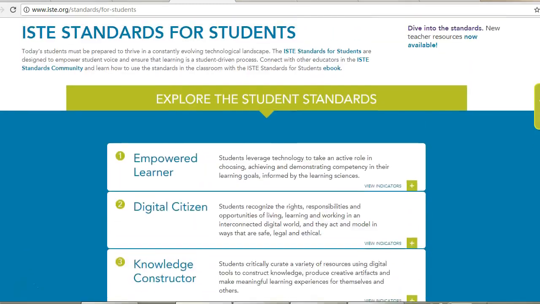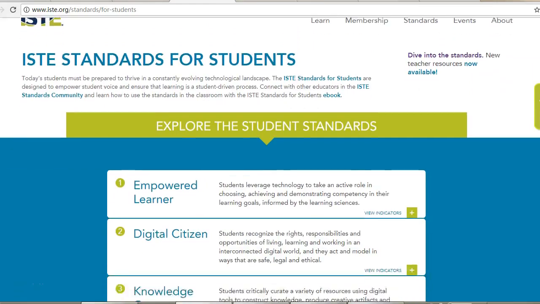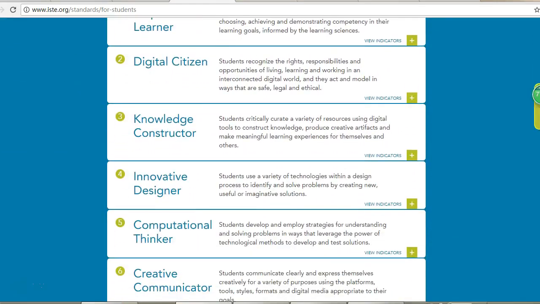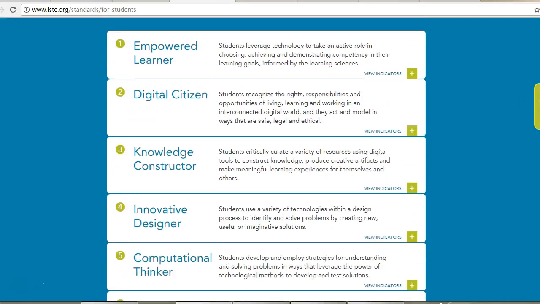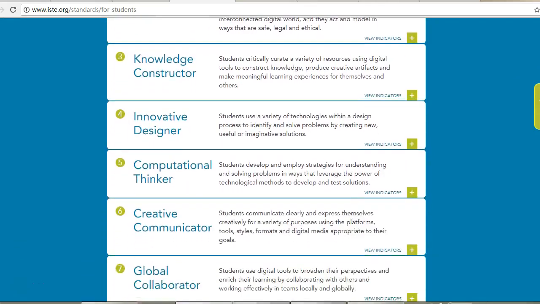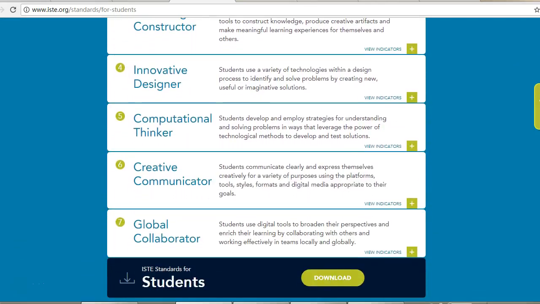presented by the ISTE on student use of technology. Okay, so we want to cultivate these qualities in our students: being empowered learners, digital citizens, knowledge constructors, innovative designers, computational thinkers, creative communicators, global collaborators.